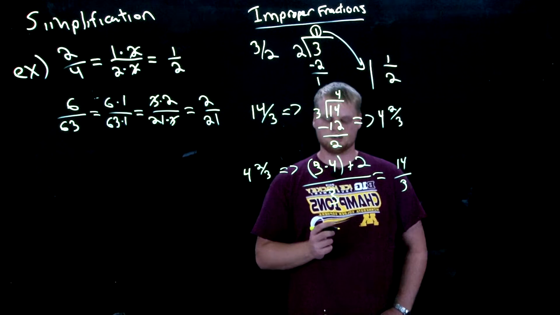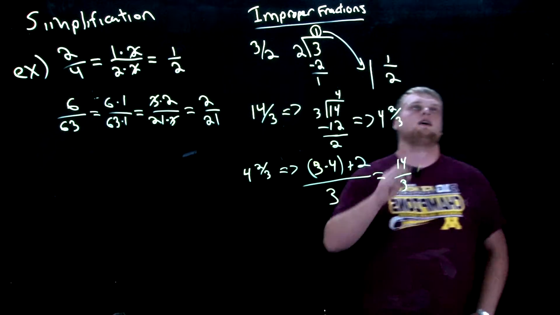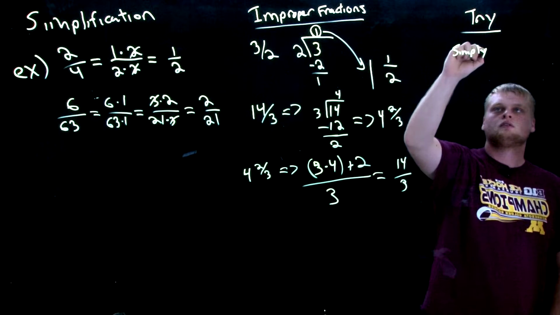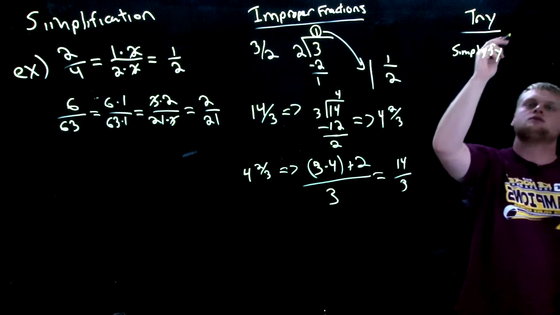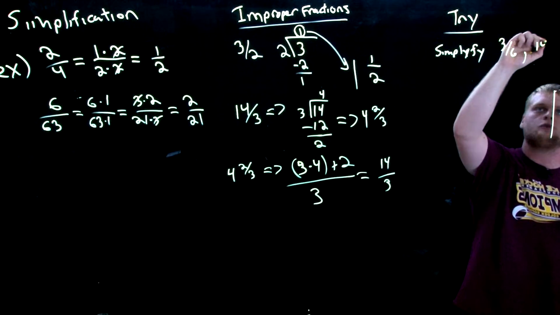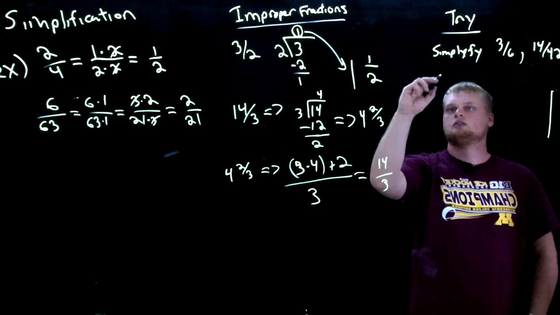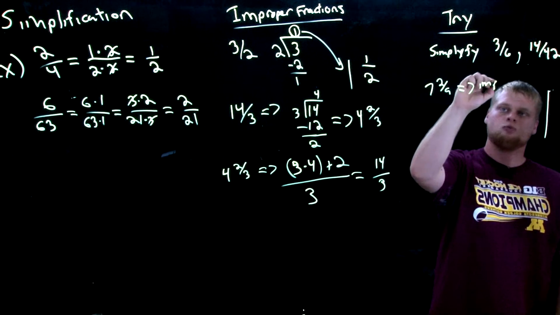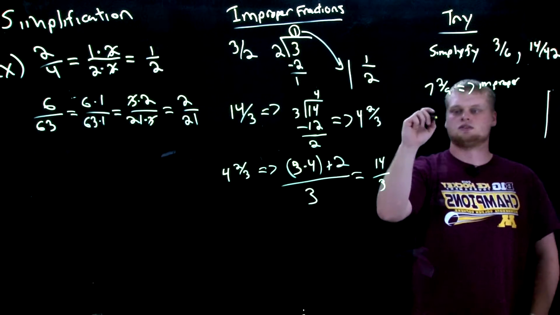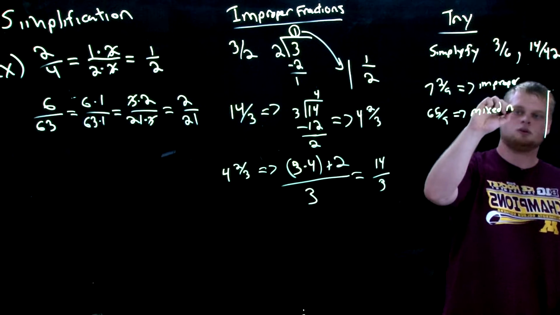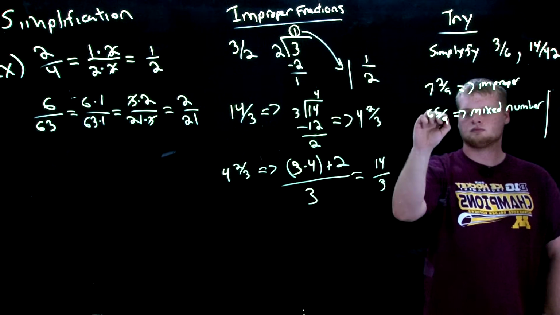Okay, so that's what we have for simplification and mixed numbers. Why don't you try on your own: simplify 3/6 and 14/42, and then convert the mixed number 7 2/9 to an improper fraction, and 65/9 to a mixed number. All right, try that on your own.